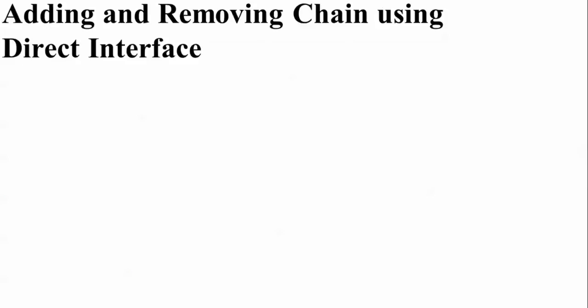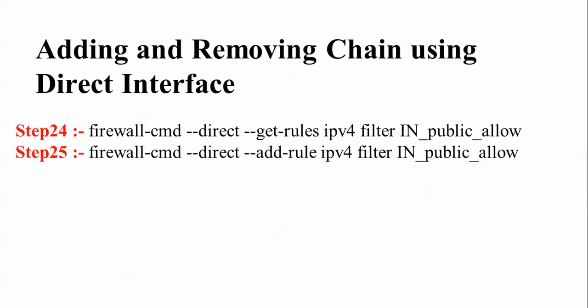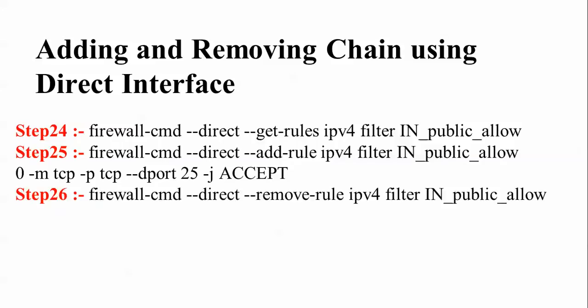Now removing a chain using direct interface. For that one, this is the command to add this chain interface, and then we'll allow these in public. First of all we get the rules for IP version 4 and then we'll add the rules. Like this is the rule I'm adding, port number 25 accept, whatever ports are coming on 25. Then we'll remove these rules directly.